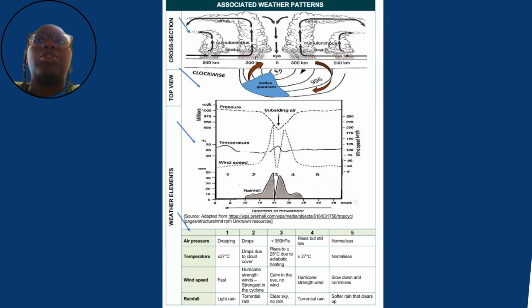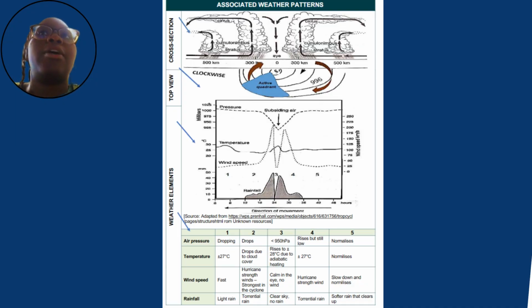Towards the left of it, you have 27, so we need it to be very hot, and then the temperature will drop at 2 due to the cloud cover, because of the rain that's happening. And in the center of the storm, in the eye, it rises to 28 degrees plus due to adiabatic heating as well, and then at 5 it normalizes. Wind speed is usually very high. It's strongest in the cyclone, but in the eye it's calm. Everything is just calm in the eye.